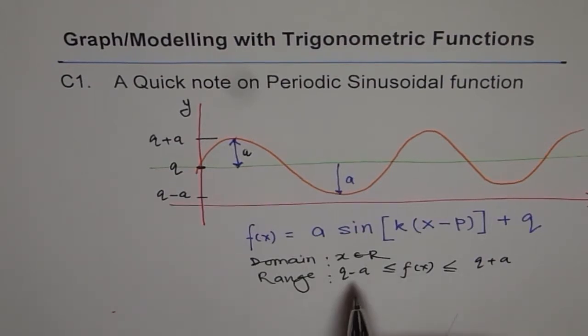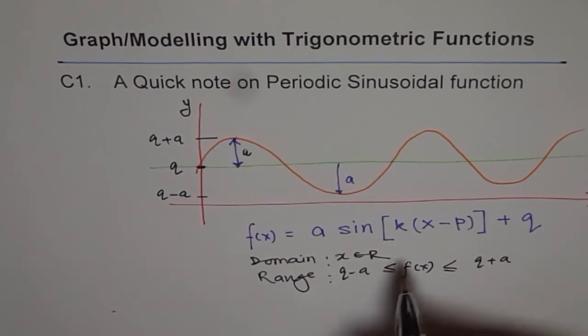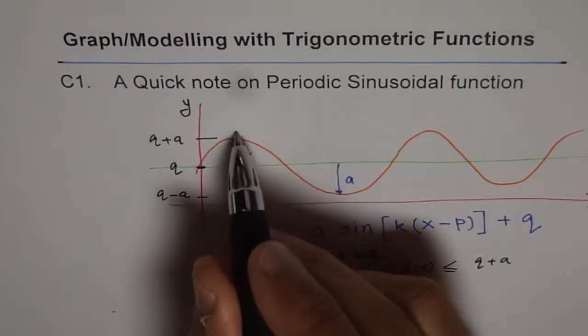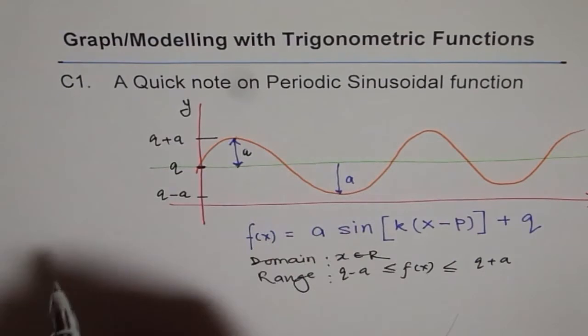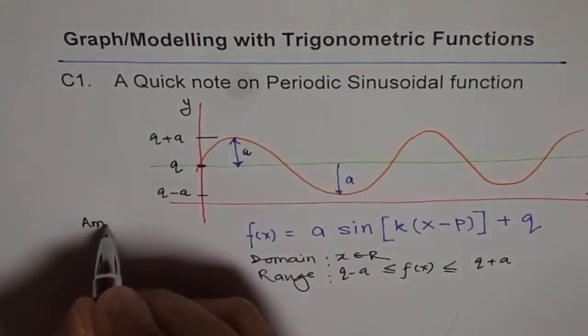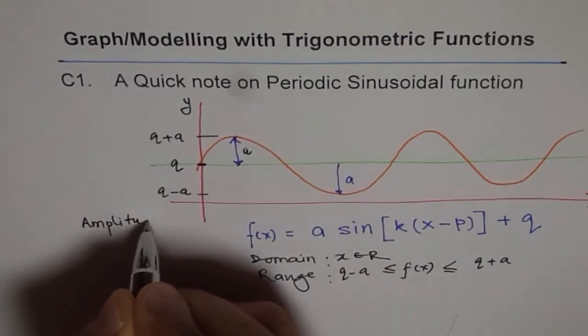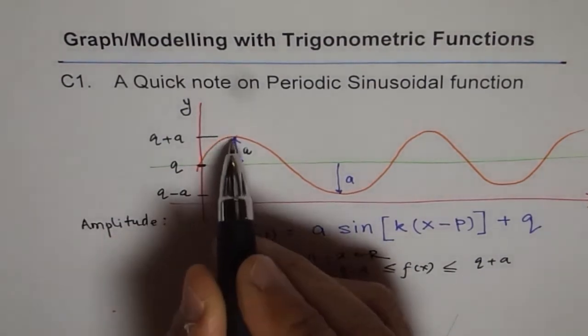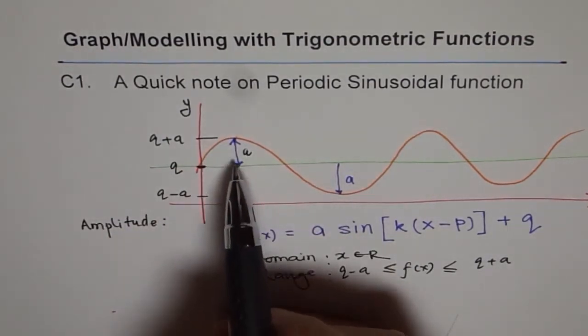So I think you understand a couple of things here. Now a is referred to as the amplitude of the wave, right? So we'll introduce you to amplitude. So amplitude is, now you can understand this a, how far the wave can go from the mean position, right?